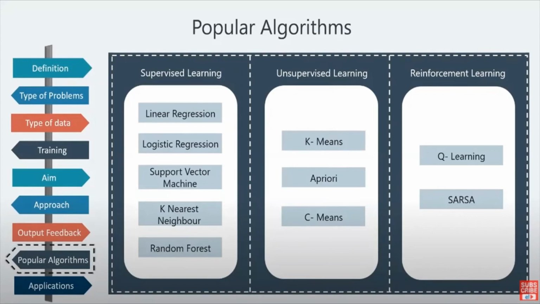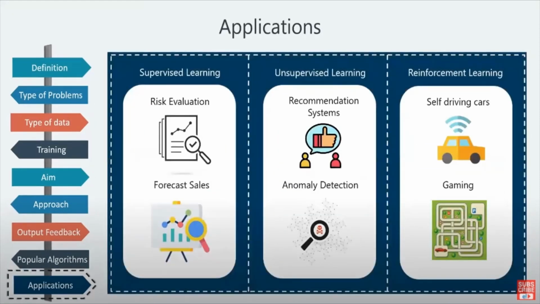Reinforcement learning is just being explored. Recently, a few algorithms include Q-learning and the state-action-reward-state-action algorithm. The next up, we have applications. Supervised learning is widely used in the business sector for forecasting, risk analysis, predicting sales, profit, and so on.